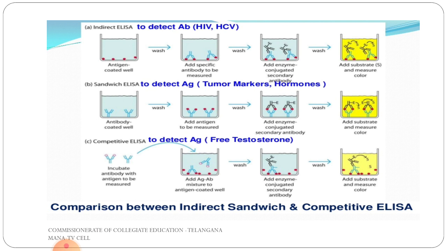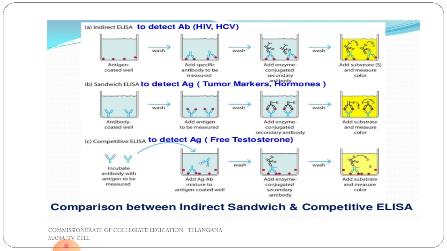Sandwich ELISA. In the sandwich ELISA method, the antibody coated wells are added with the serum sample with possible antigens, washed and added with secondary antibody enzyme conjugates, washed and added with a substrate to produce color. This sandwich method is used to detect antigens such as tumor markers, hormones, etc. Competitive ELISA is used to detect antigens such as free testosterone, that is, hormones which are present in very low concentration.